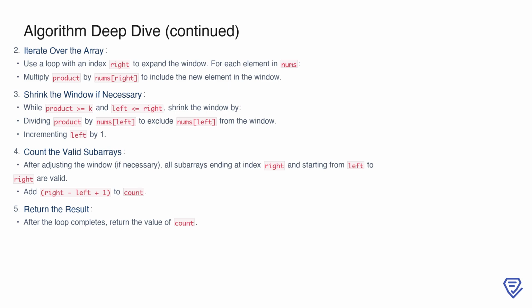Once the product meets the condition of being less than k, we calculate the number of valid subarrays ending at the current index. These subarrays start from the left pointer and extend to right, and their count is simply right - left + 1. By adding this to our total count, we ensure all valid subarrays for the current right are accounted for. Finally, after completing the loop, we return the total count of valid subarrays.